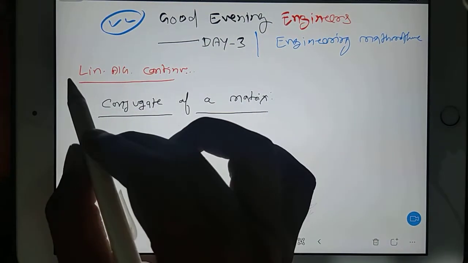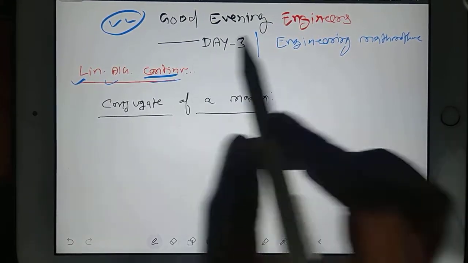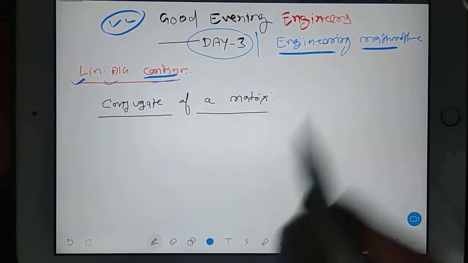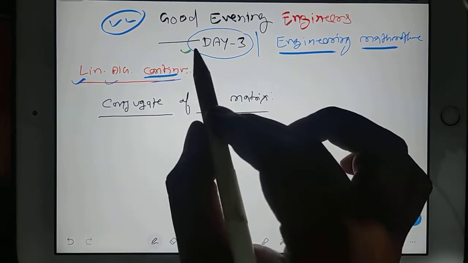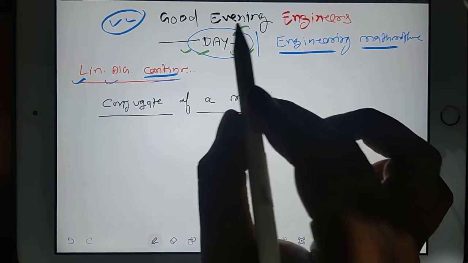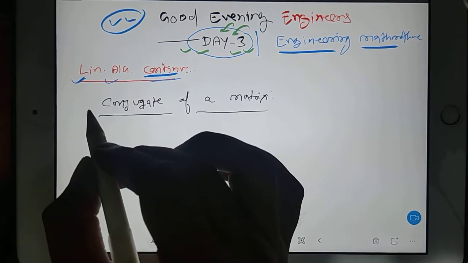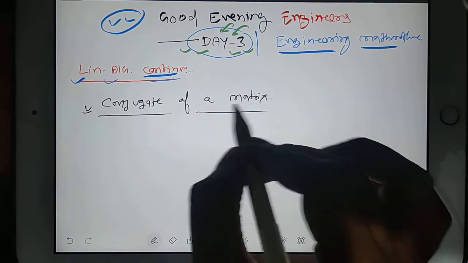Now see, we'll continue the same topic, linear algebra. We are going to continue engineering mathematics day 3. Already 2 lectures I have uploaded on YouTube. So whoever is missing, go to 1 and 2, and then come for the 3. Let's start. Today's topic is conjugate of matrix.